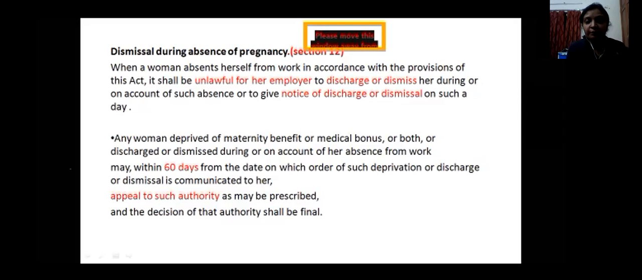Okay. Any woman deprived of maternity benefit or medical bonus, any woman who did not get the maternity benefit or medical bonus, or who gets a notice from the employer regarding discharge or dismissal during or on account of absence from work, may within 60 days appeal. What is she deprived of? She did not get the benefit which she should get for the maternity from the employer. If she did not get the medical bonus, or if she gets any notice of discharge or dismissal from the employer regarding her absence from work during this maternity period, then within 60 days from the date on which the order of such deprivation or discharge or dismissal is communicated to her, she can appeal to such authority as may be prescribed. She can appeal to the authority, and the decision of the authority will be final. Okay, in that case the decision of the authority will be final.